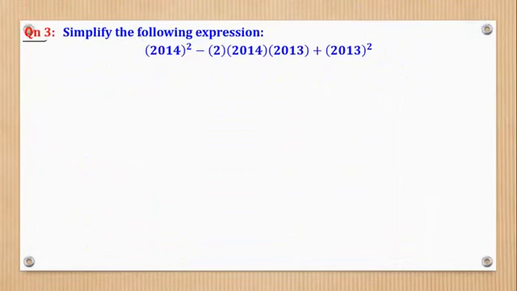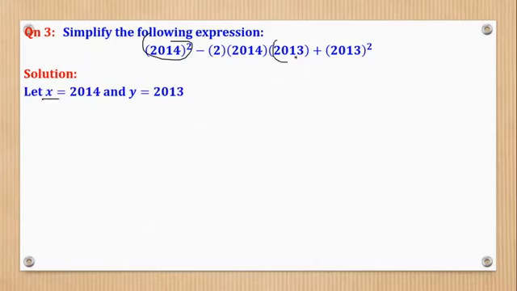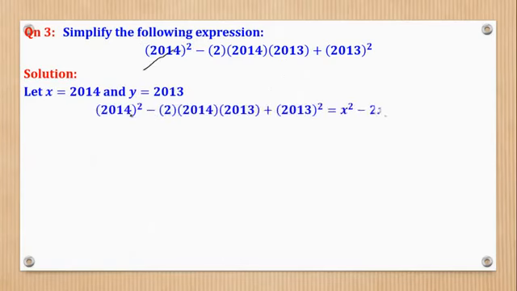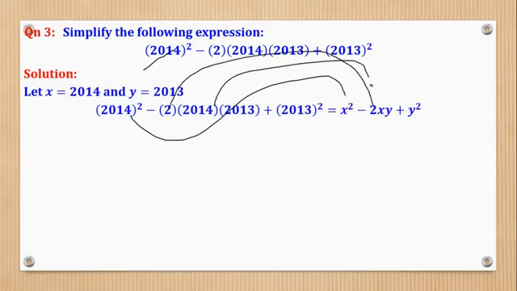Then question 3 says, simplify the following expressions. Now this one, there are 2 ways of doing it. Let me start with a shorter one by saying let x be this term and y be this term. Then when you replace, remember we don't use calculators. Then when you replace, this becomes x minus 2xy, then plus y squared.